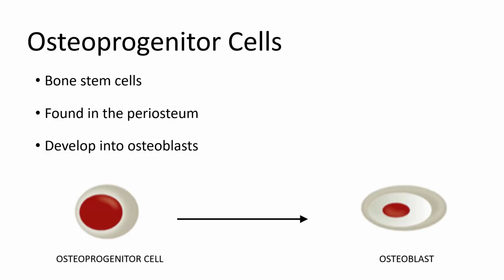The first of our four bone cells are the osteoprogenitor cells. These are unspecialized bone stem cells found within the periosteum, and they are the only one of the four bone cells to undergo cellular division. After their division, the osteoprogenitor cells mature into osteoblasts.